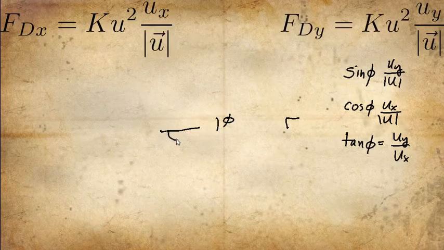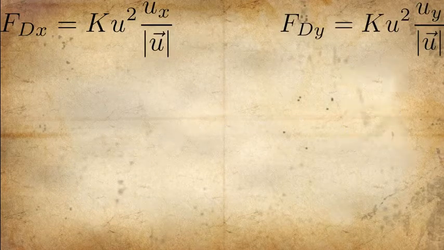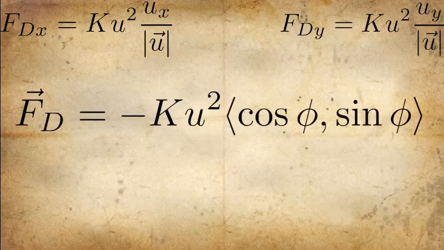How can we apply that further? We have these two components, so I know that my drag force here as a vector is going to be in magnitude minus k u squared, and then cosine phi, sine phi, and these two components here in the angle braces are just a vector telling us the direction of the velocity. Since we know that cosine squared phi plus sine squared phi is 1, we know that this is also a vector whose length is 1, or a unit vector.